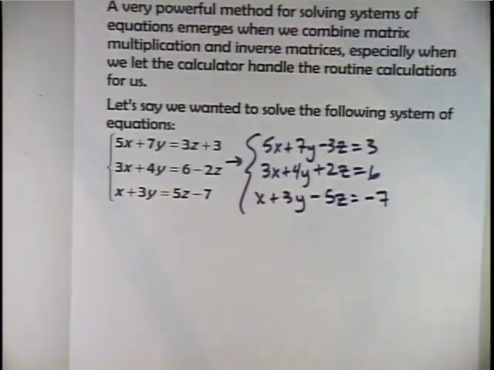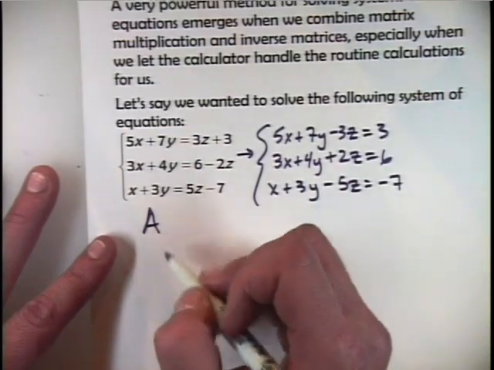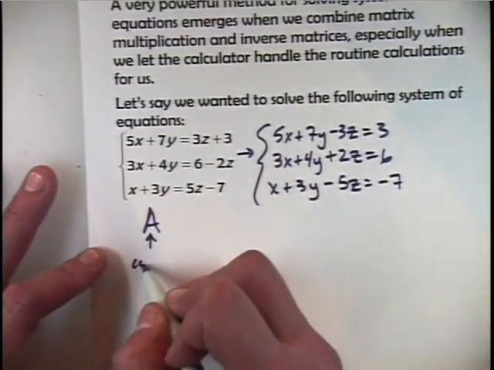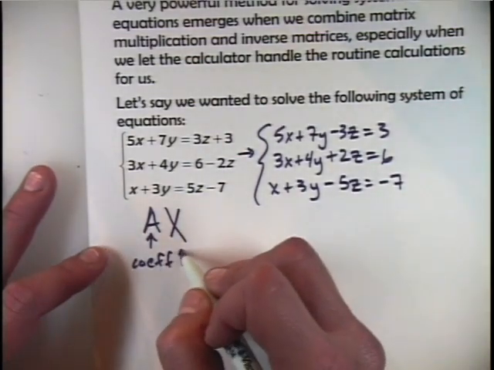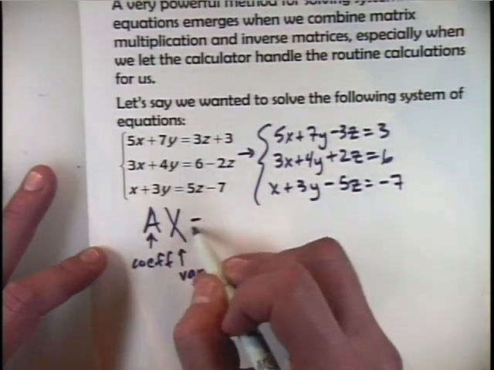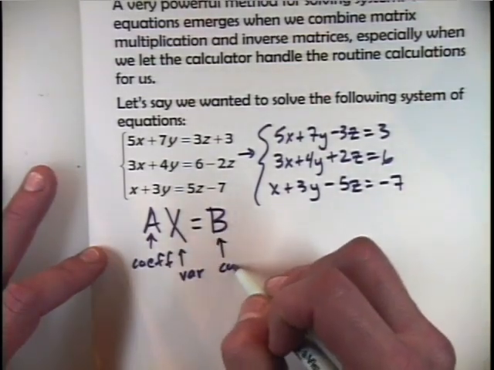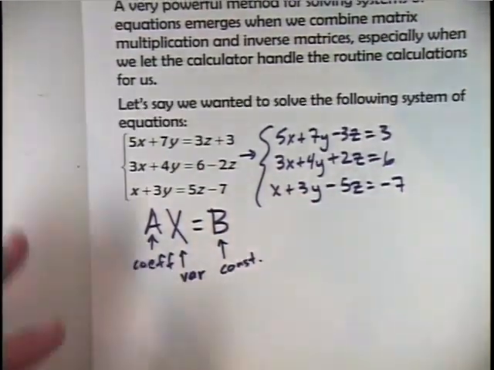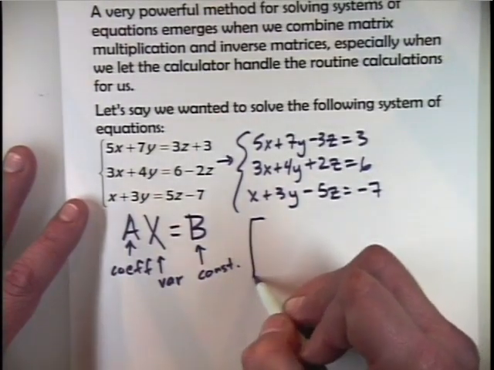So what I'm going to do is I'm going to create 3 matrices here. I'm going to create matrix A, which is going to be my coefficient matrix. And then I'm going to create a variable matrix, which I'm going to call x, variable matrix. And that's going to equal what I'm going to call B. And that's going to be my constant matrix. Okay, so it's kind of the way I have it written here. So here we go. Matrix A is the coefficient.